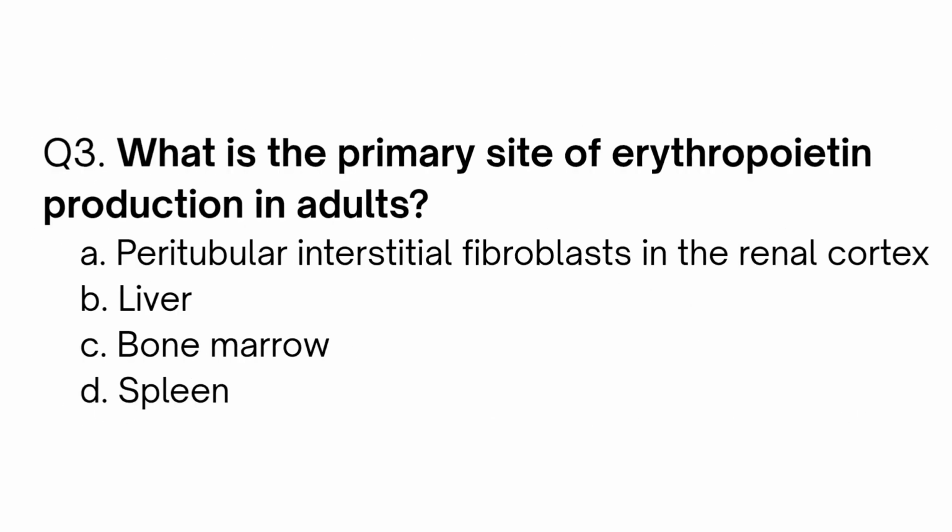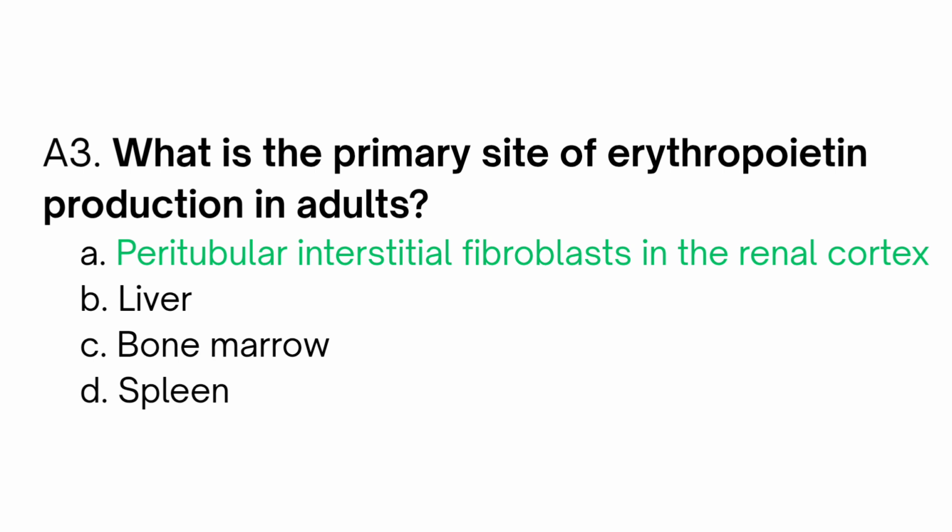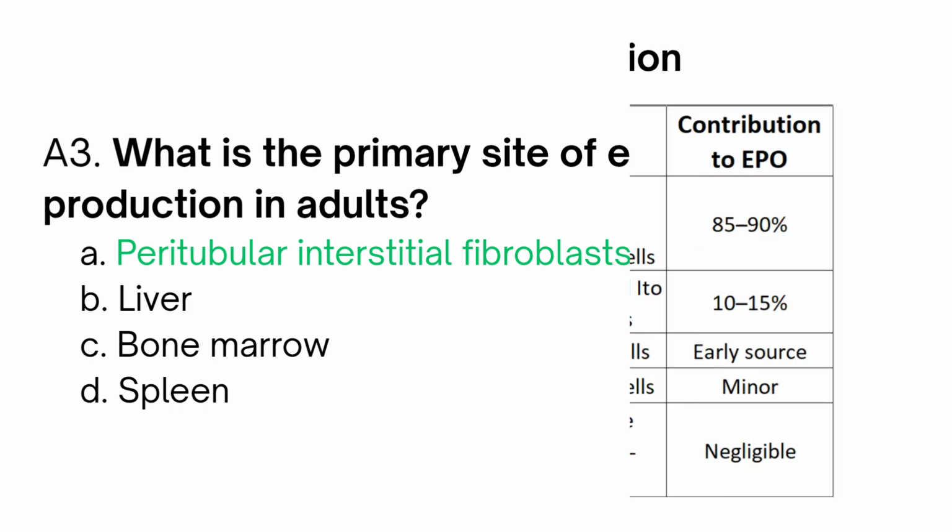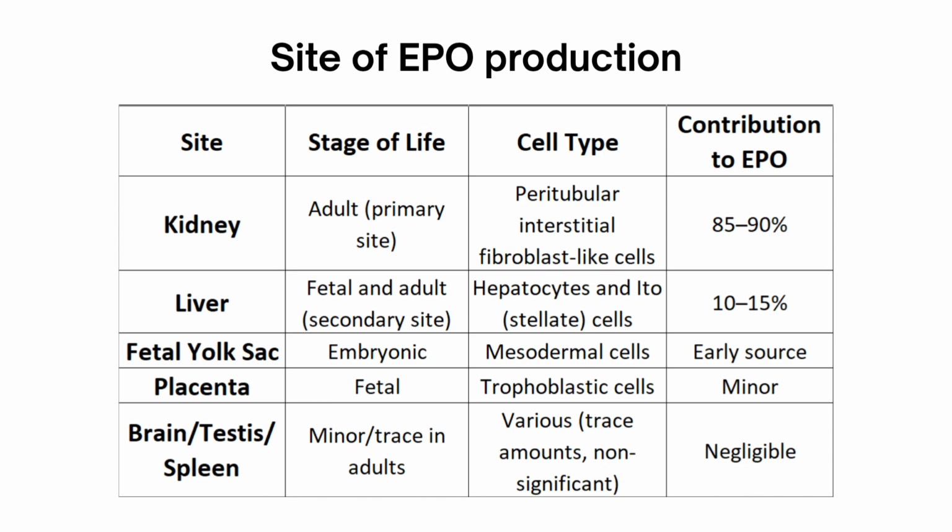So now it's time for the third question. The third question is, what is the primary site for EPO synthesis in adults? The answer is peritubular interstitial fibroblasts in renal cortex. So we have to know the site for EPO production. In adulthood, 85 to 90% of erythropoietin is produced in the kidney from peritubular interstitial fibroblast like cells.